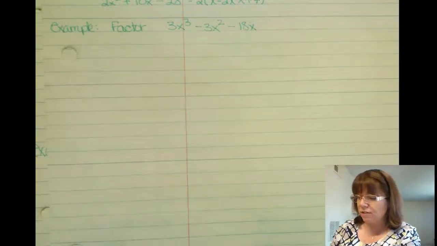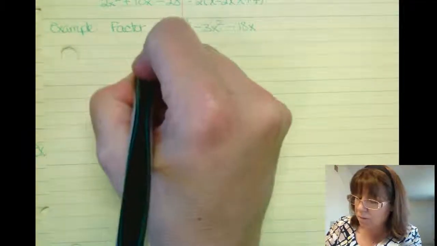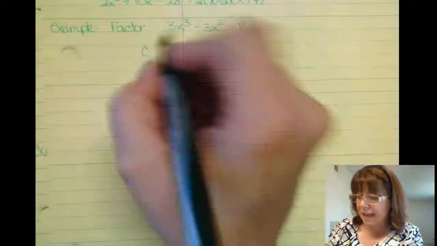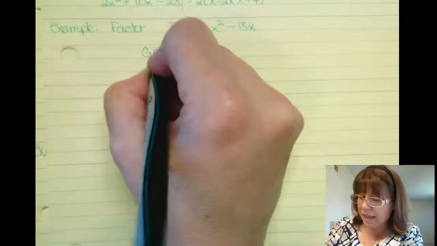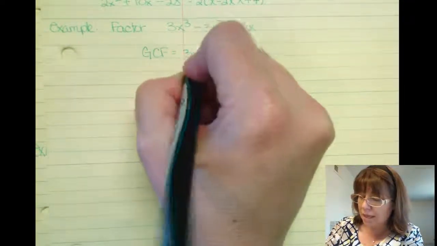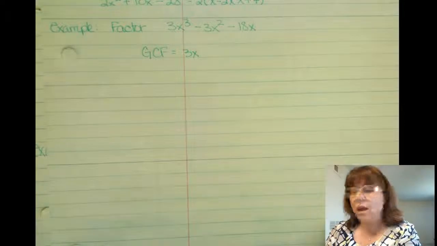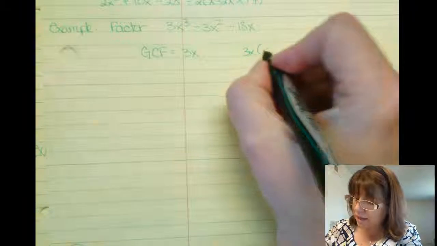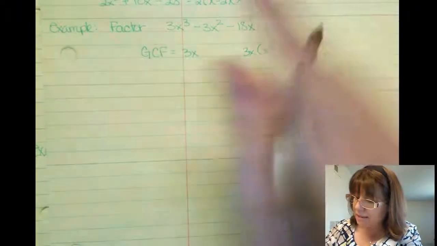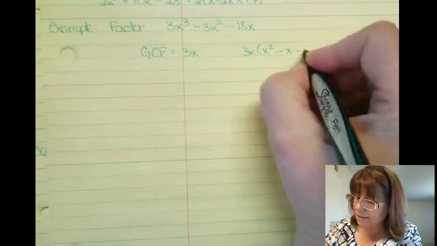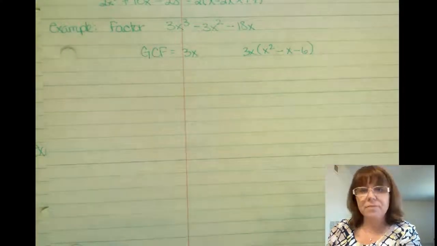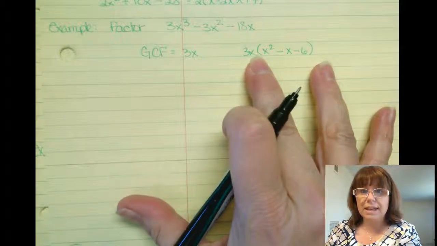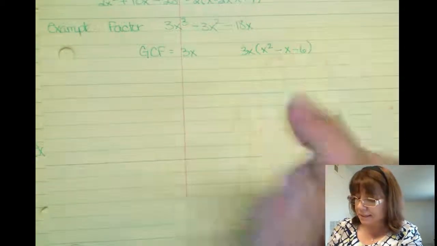And it looks like I do have a GCF for the problem 3x cubed minus 3x squared minus 18x. The GCF looks like it will be 3x. And if I factor out 3x, that would leave x squared minus x minus 6. Now I just need to factor the x squared minus x minus 6.